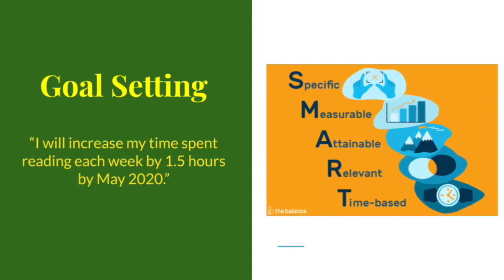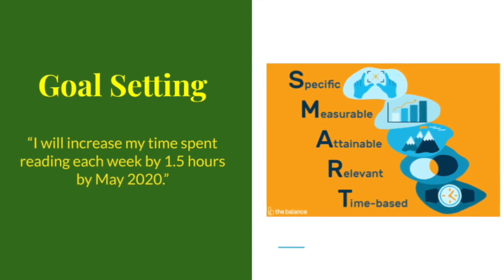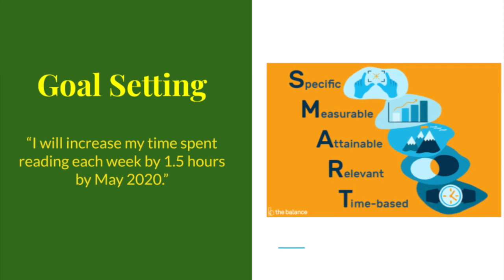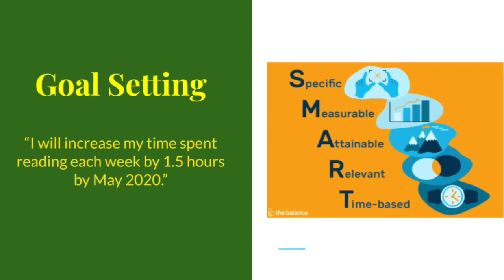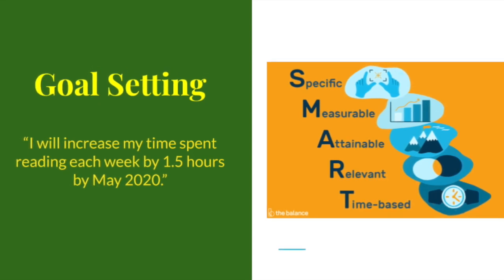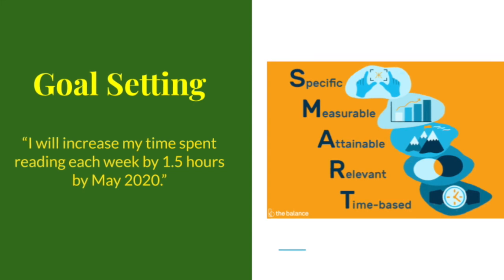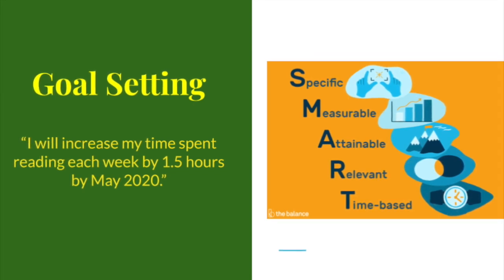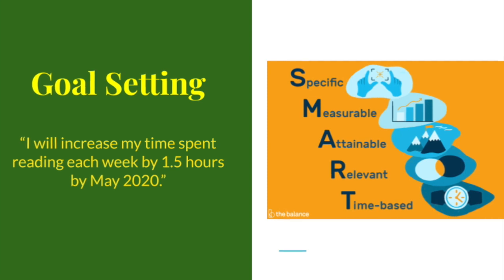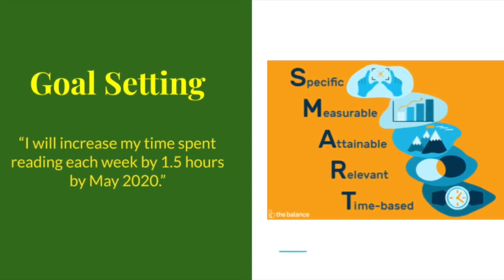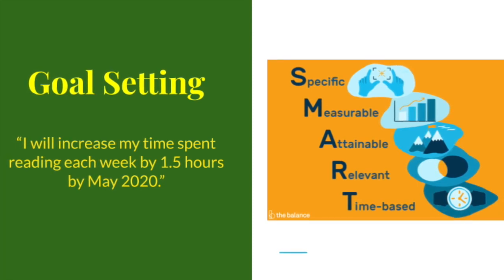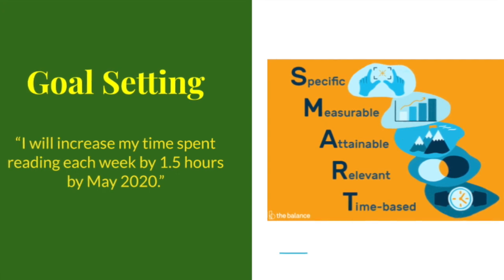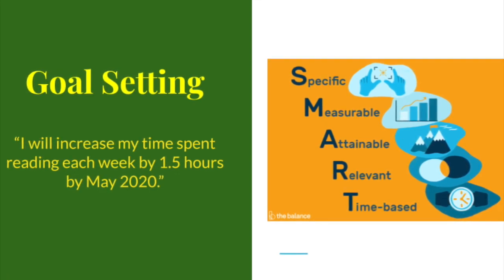The example I have over here on the left is a simple one. I will increase my time spent reading each week by 1.5 hours, so an hour and a half, by May 2020. Going through our framework here, is it specific? Meaning, does it state what I should be doing? Is there an action around this? Well, yes, there is. I will increase my time spent reading by an hour and a half each week. Is it measurable? Yes. It's an hour and a half each week. Of course, you need a baseline measure with that, but I can know by the end of each week whether I've done an hour and a half more reading than the baseline.